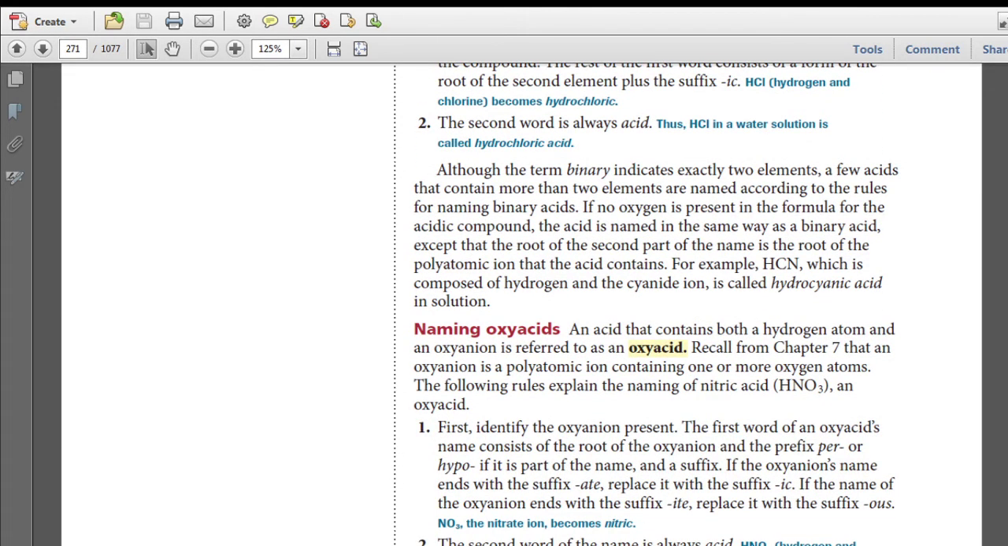Although the term binary indicates exactly two elements, a few acids that contain more than two elements are named according to the rules of binary acids. If no oxygen is present in the formula for the acidic compound, the acid is named in the same way as a binary acid, except that the root of the second part of the name is the root of the polyatomic ion that the acid contains. For example, HCN, which is composed of hydrogen and the cyanide ion, is known as hydrocyanic acid in solution.